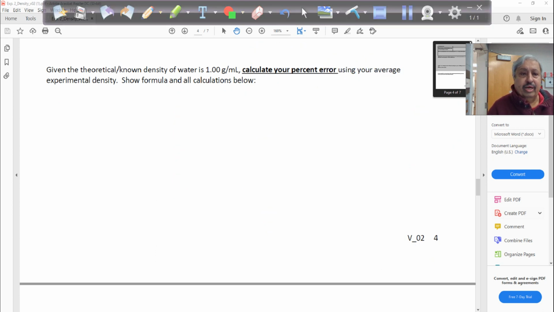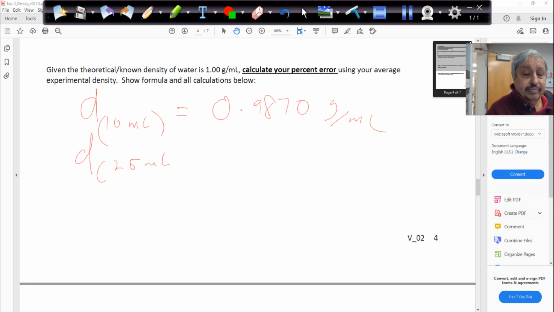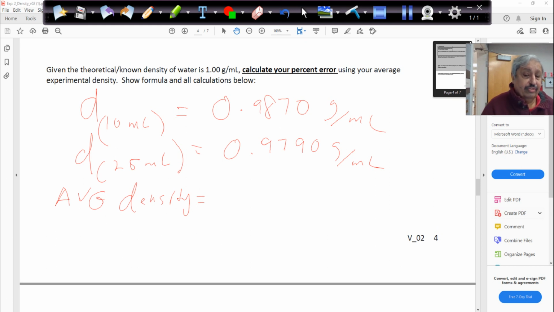So say my first density of the 10 mL is equal to 0.9870 gram per mL. The density of the 25 mL is 0.9790 gram per mL. So the average density, how much? Has somebody calculated? Calculate that for me, please. How much is the average?